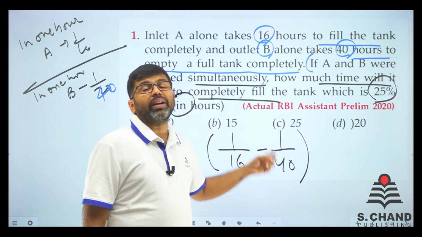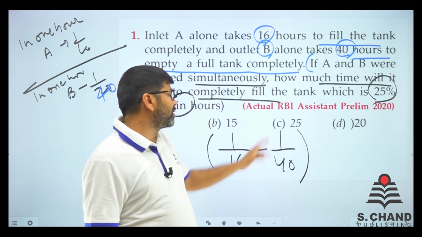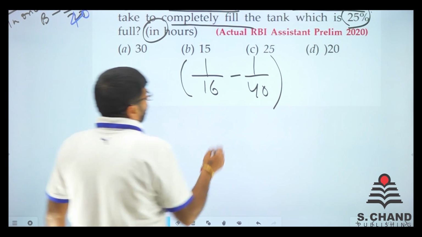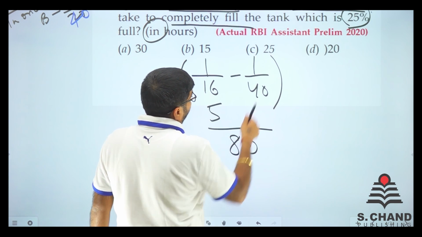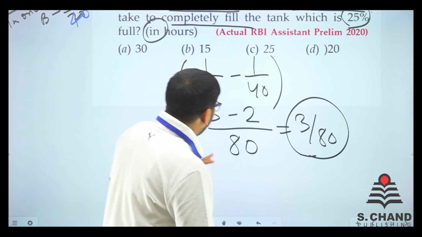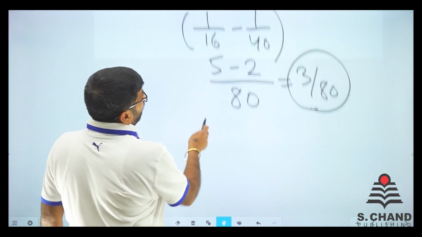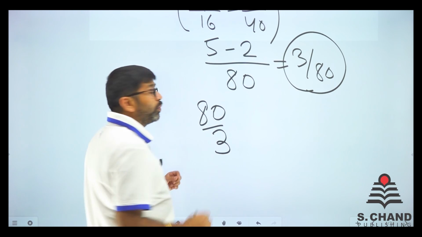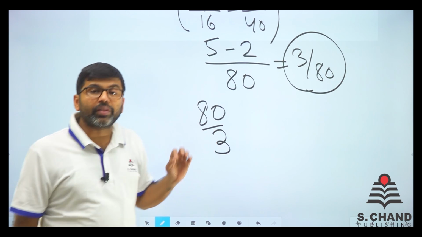When the inlet and outlet are opened simultaneously, there was a formula of 1 by this hours and 1 by this hours. So in 1 hour, how much is it? Let's see. The LCM will be 80. So 80 by 16 is 5, and 80 by 40 is 2. So 5 minus 2 by 80, that means 3 by 80. So in 1 hour it is 3 by 80, that means it will take 80 by 3 hours to completely fill the tank.